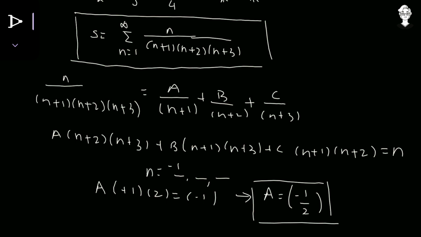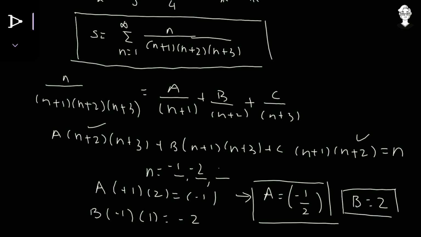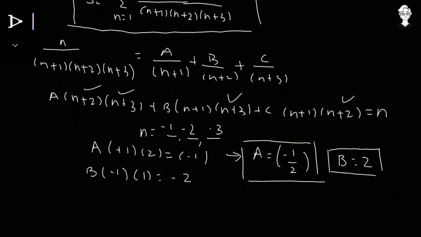And in the second case, we will keep n equals -2. Over here this becomes 0 and that becomes 0, but b does not become 0. So b has to be multiplied with (-2 plus 1), that is -1, and (-2 plus 3), that is positive 1, and that is equals to n, so it's -2. So the value of b is going to be positive 2. Now we will keep n equals -3 to get the value of c, because a will become 0, b will become 0, but c will not become 0. We will have c multiplied with (-3 plus 1), that's -2, and (-3 plus 2) is -1, and this is equals to -3. So from here the value of c is going to be -3 upon 2.